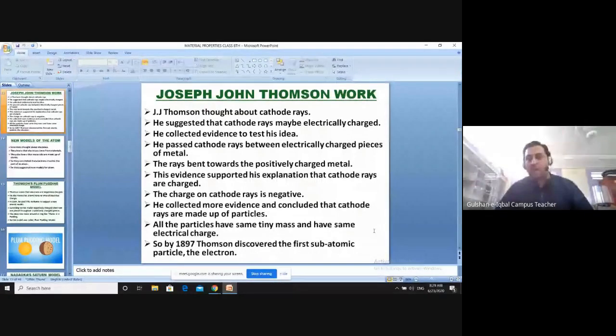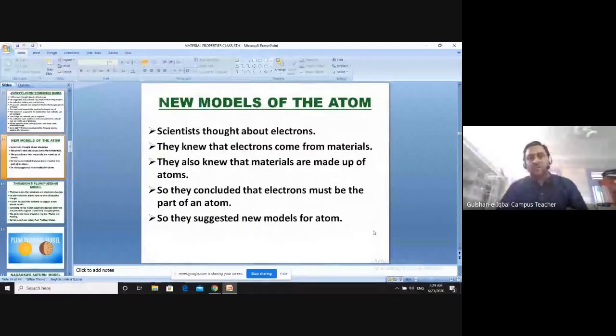So this is how it was done initially by J.J. Thomson. Okay, then J.J. Thomson gave a new model of the atom. When he thought about the electrons, he knew that they are part of material. He also knew that materials are made up of basically atoms. Okay, so atoms combine together and they make materials.